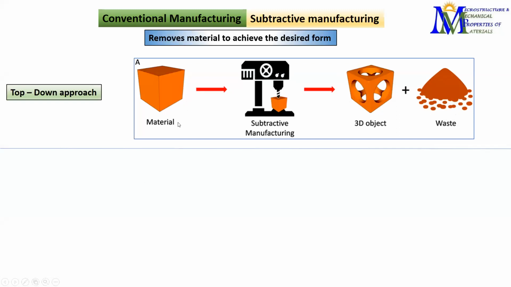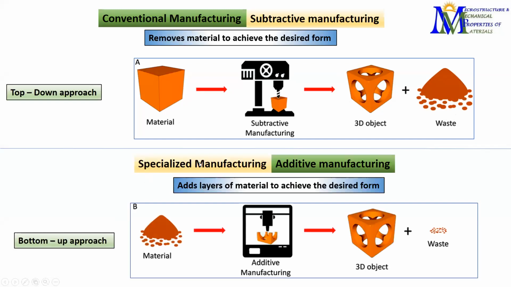And instead of that, we have come across a specialized manufacturing technique, which is nothing but additive manufacturing, which on the other hand is the reverse of subtractive manufacturing. So this is a bottom-up approach. We start with the powders, and then we slowly build whatever shape is required layer by layer in an additive fashion to get the final shape.